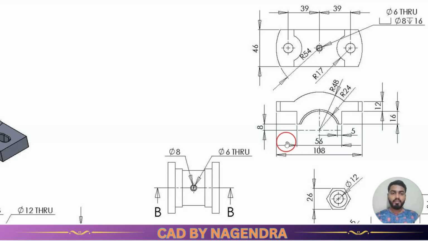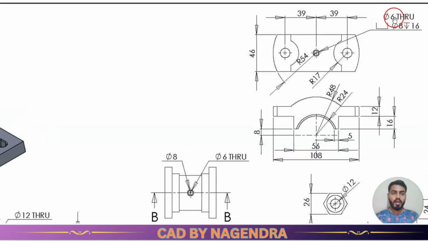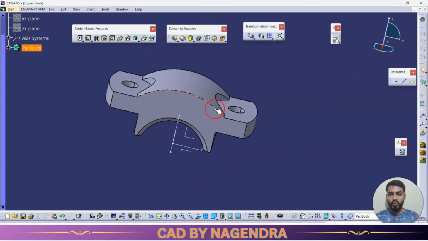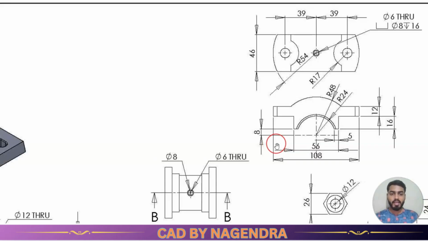Then next we are having one counter bore hole. Normal hole diameter is 6, depth should be up to last. Then counter bore diameter we are having 8, counter bore depth we are having 16. Now we need to create that hole from this curvature surface. Directly on curvature we can't create a hole. So in such cases we need one proper planar reference. For that we are going to create one reference plane.